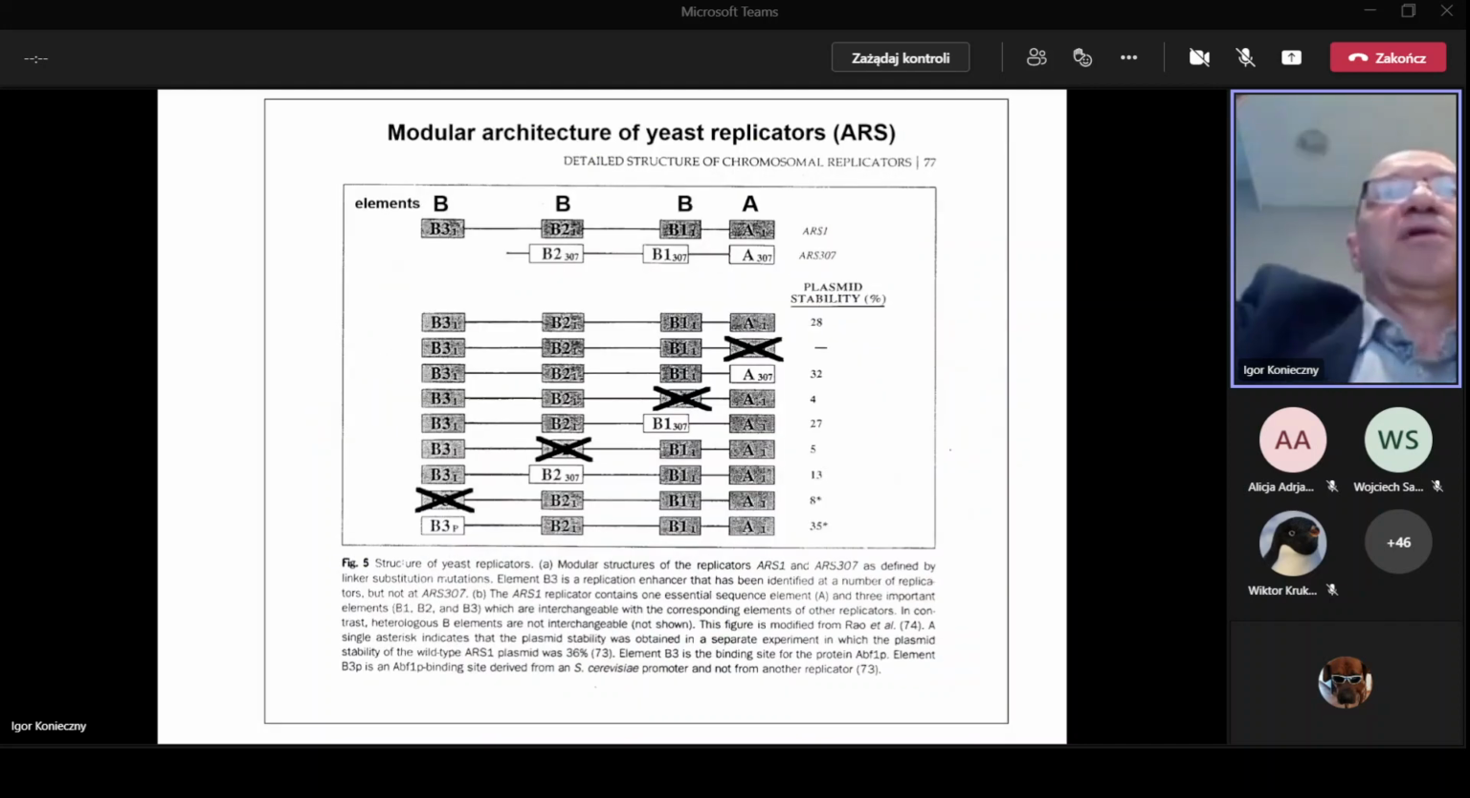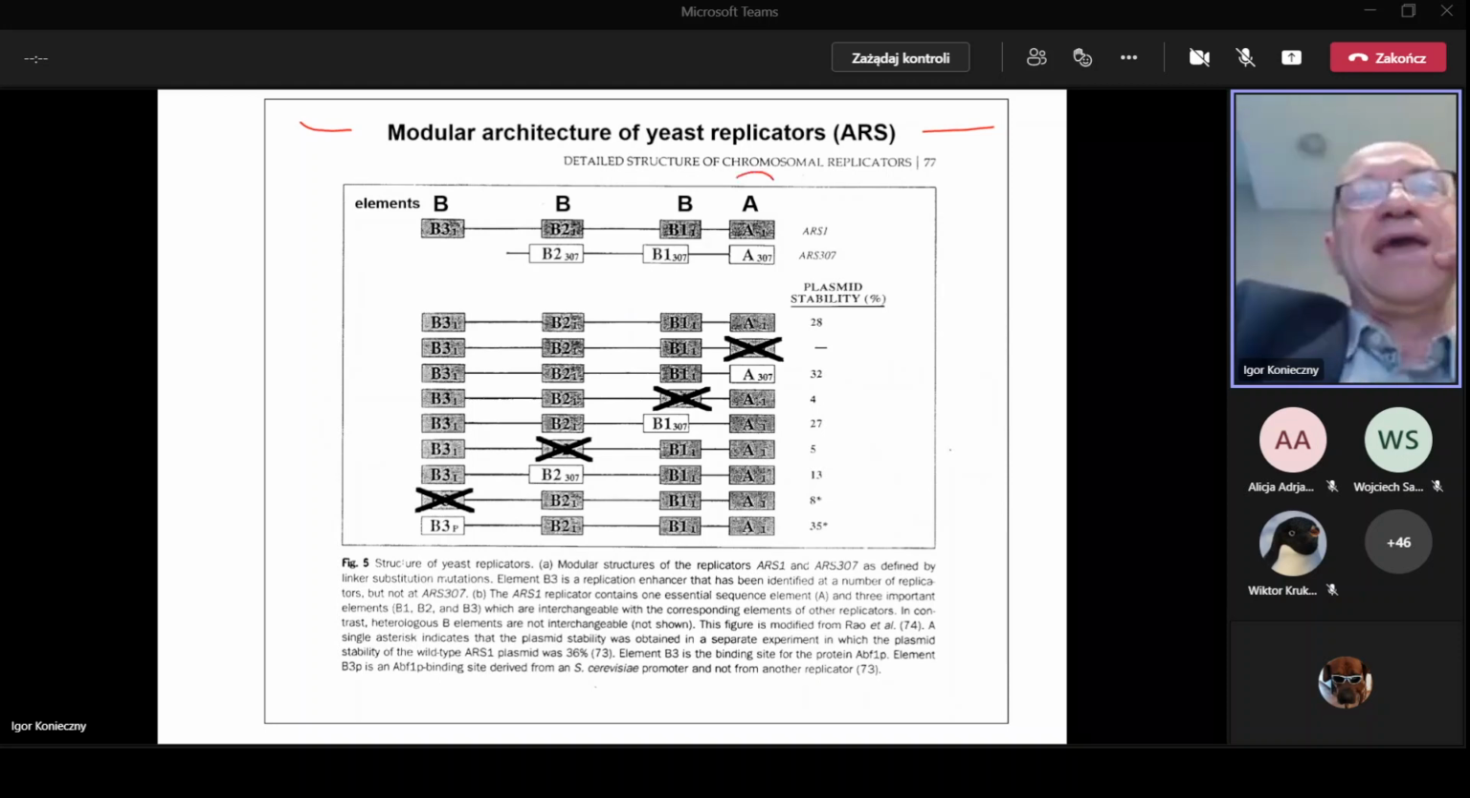And when you look at the modular architecture of these autonomous replication sequences in yeast, you see that there are particular parts: an A part, B1 part, B2 part, and B3 part.